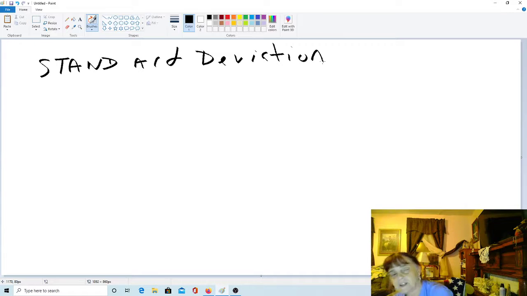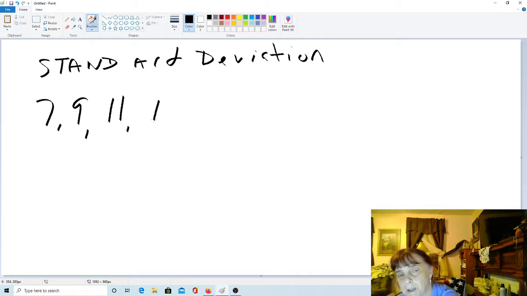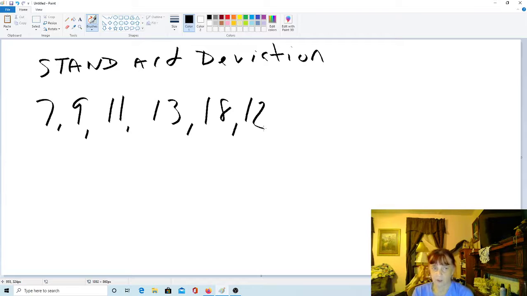Okay, suppose you have 7, 9, 11, 13, 18, and 12. Those are our numbers. You want to find the standard deviation. Now your first step is to find the mean of that set of numbers.